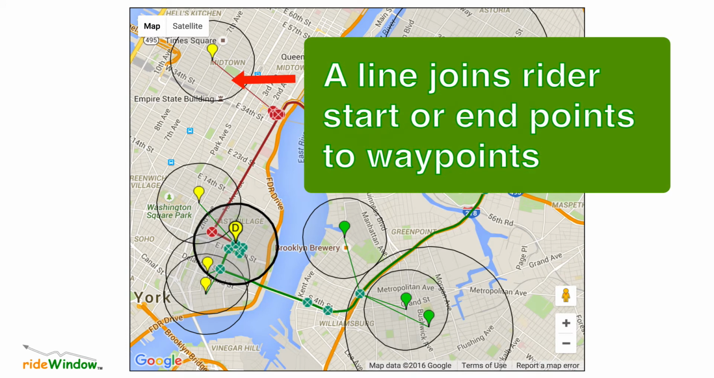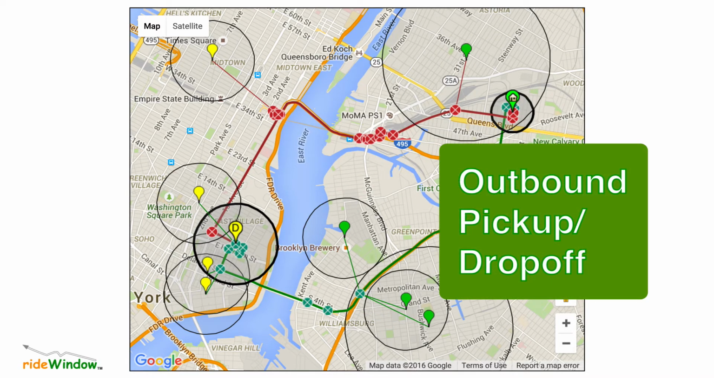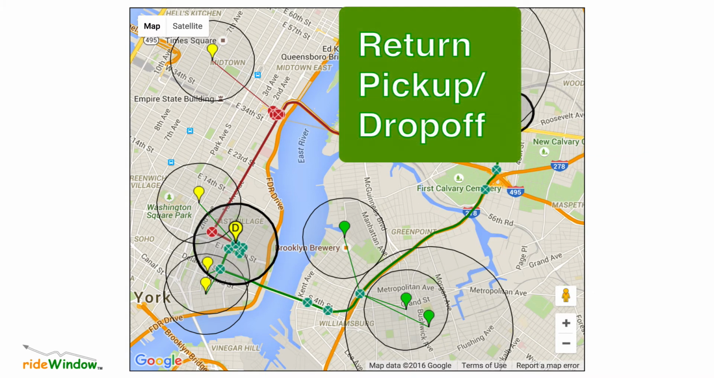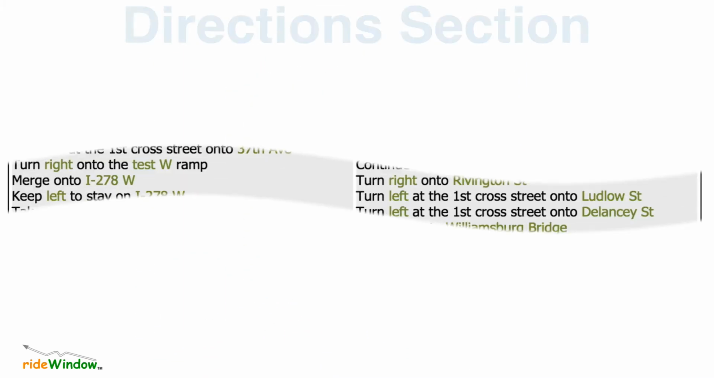A line is drawn from each matched ride to its pickup or drop-off point. The lines are green when indicating an outbound pickup or drop-off, and red when indicating a return trip pickup or drop-off. Circles around the markers show the distance the rider is willing to travel to the pickup or drop-off point.